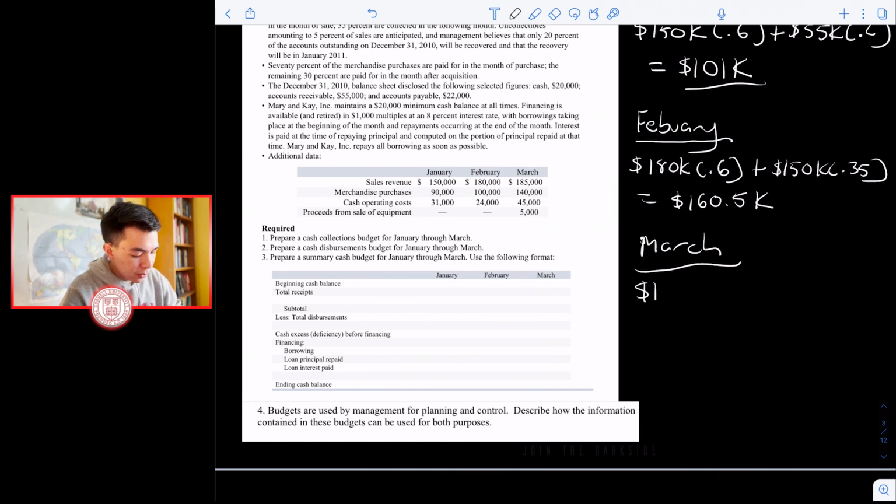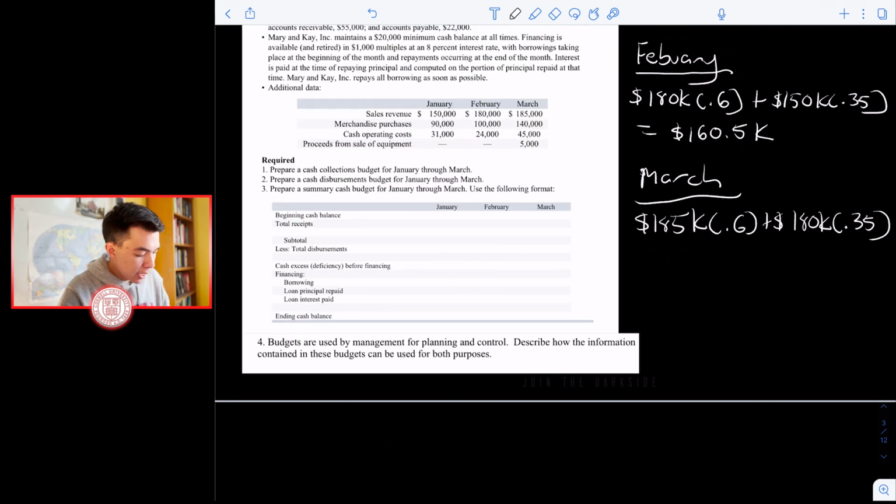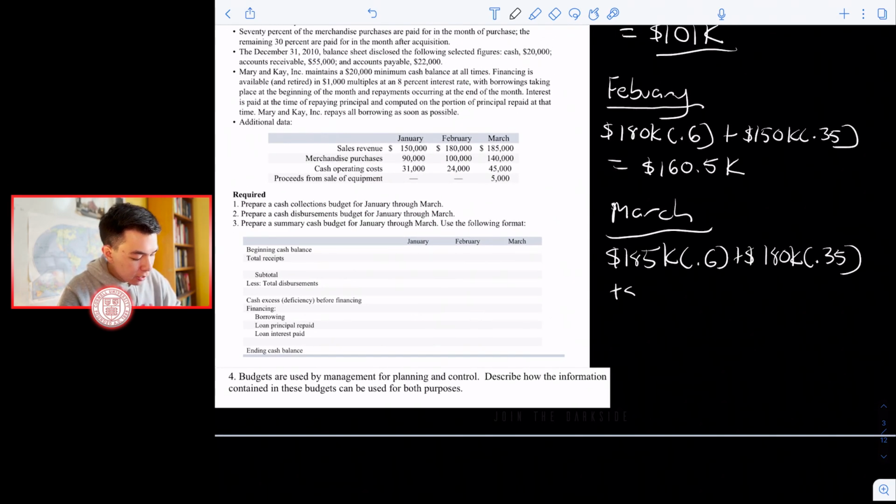March is going to be the same process. We're going to take those sales numbers, 185,000 times 0.6 plus 180,000, which is February, and we're collecting 35% of the revenue in March. And then finally, we actually have to add $5,000 as well. So in this question, they tell us that they're doing some sort of sale of some old equipment and they get $5,000. And remember, we're looking at cash collections right now, and we're getting $5,000 from the sale of equipment. So that would also go into our cash collections because we're getting cash off of this sale of the equipment. So even though it's not part of the sales revenue, we would still count it in our cash collections.